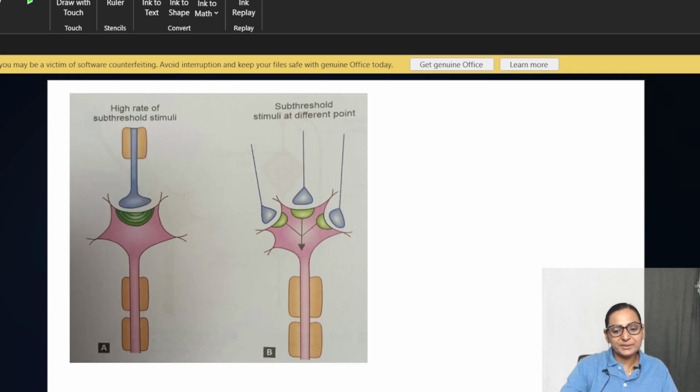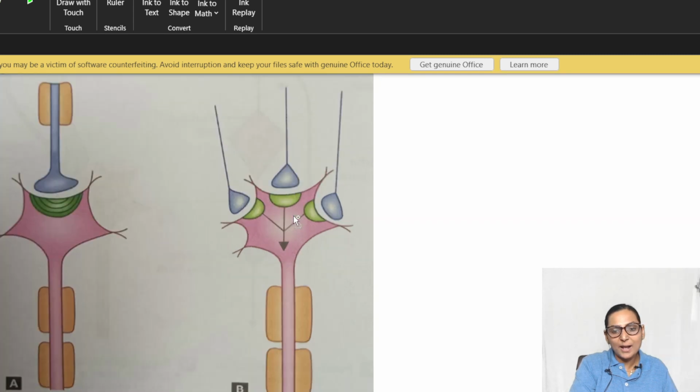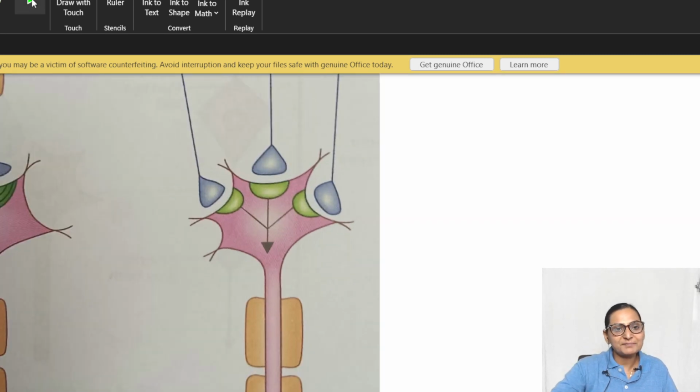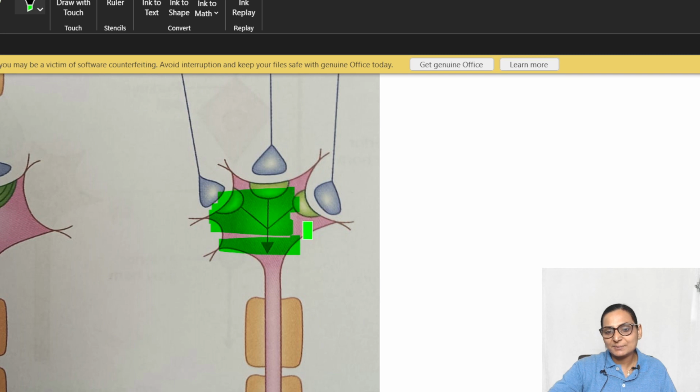Now, you can see over here, this is one postsynaptic neuron. I have taken one postsynaptic neuron and at the same time I am stimulating this postsynaptic neuron simultaneously by 3 or even more neurons. So simultaneous stimulation of the postsynaptic neuron by multiple inputs, right?